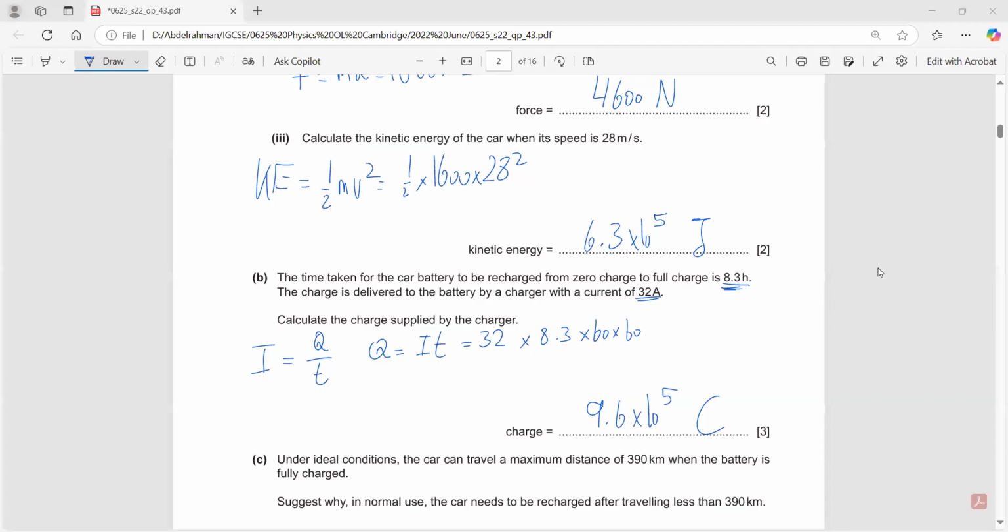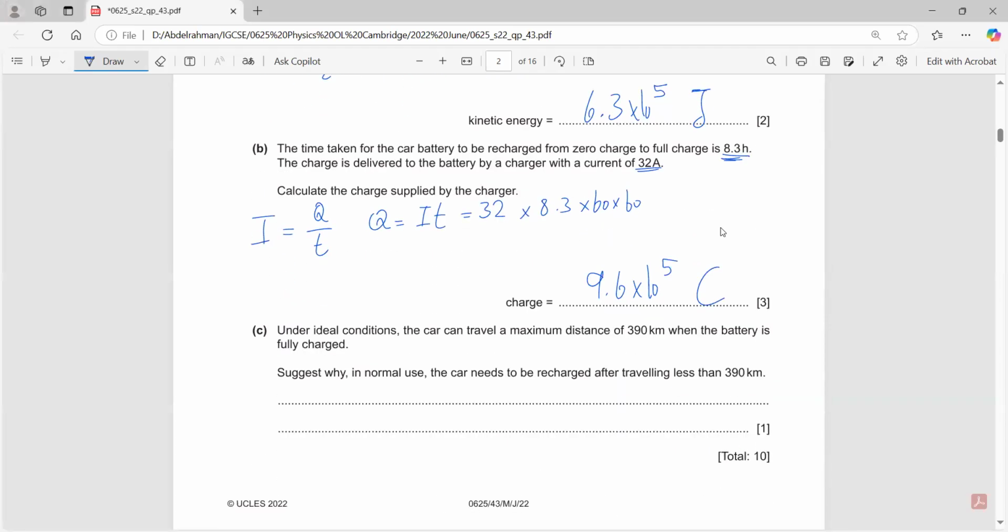Okay. Under ideal conditions, the car can travel a maximum distance of 390 kilometers when the battery is fully charged. Suggest why in normal use the car needs to be recharged after less than 390 kilometers. In real life, it doesn't actually travel 390 kilometers. It actually travels less than 390 kilometers. Why is this the case?